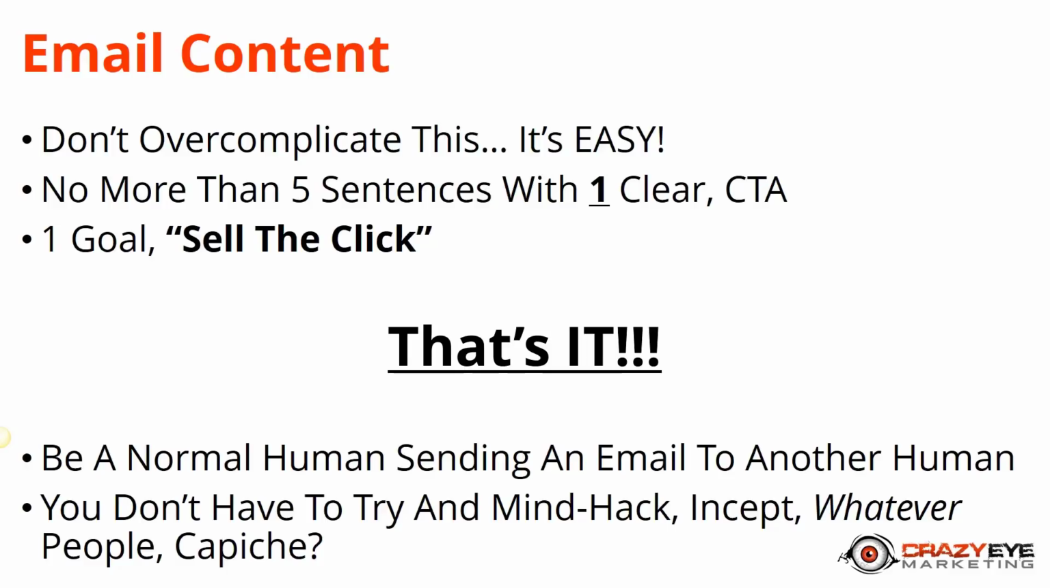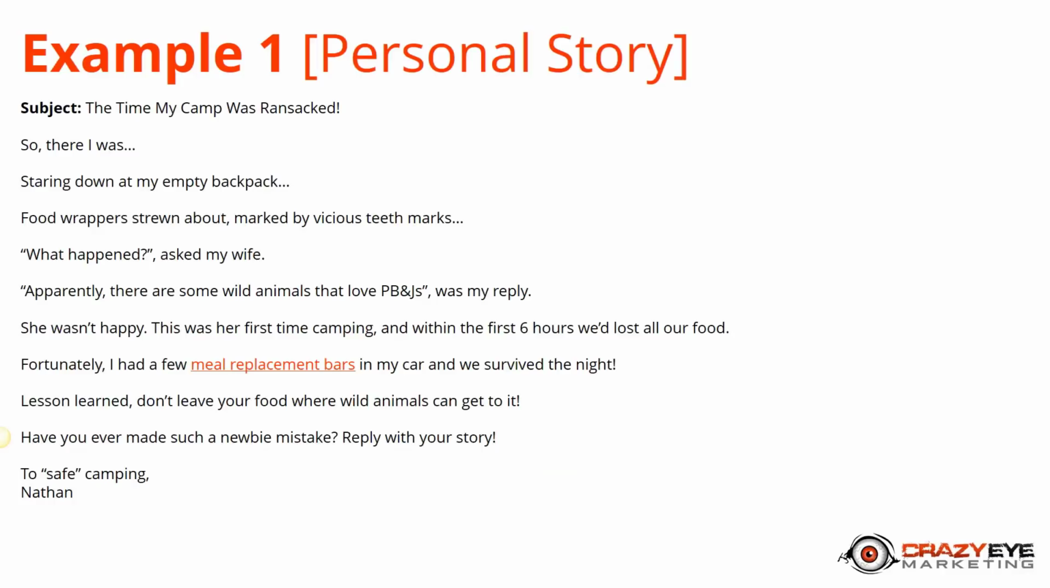So let's run through some examples real quick. So here's example 1, and it's a personal story type email, just like the first email that I recommend sending in that weekly pushes framework. So subject line, the time my camp was ransacked. And then the content, so there I was, staring down at my empty backpack, food wrapper strewn about, marked by vicious teeth marks. What happened? Asked my wife. Apparently there are some wild animals that love PB&Js, was my reply.